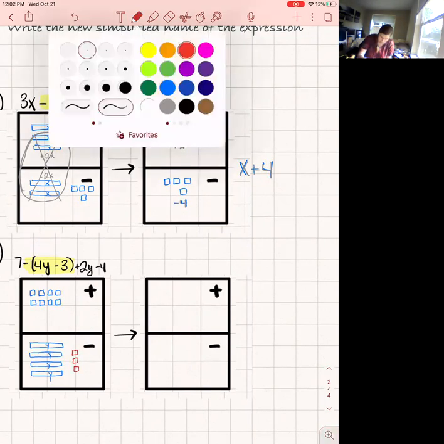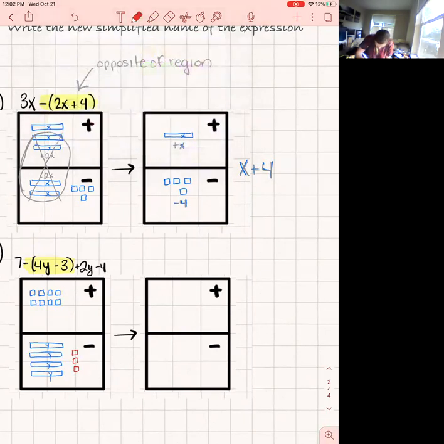Now I go to that 2Y. That's 2 positive Y tiles that are in the top because it's not in parentheses, and 4 negative unit tiles. So that is how it should be drawn correctly. Pause me and get rid of as many zero pairs as you see. There is more than one way to get rid of some of these zeros.